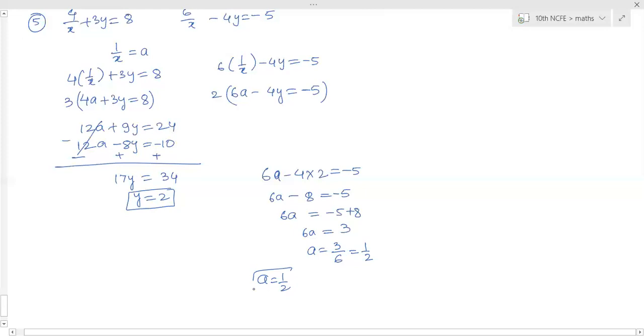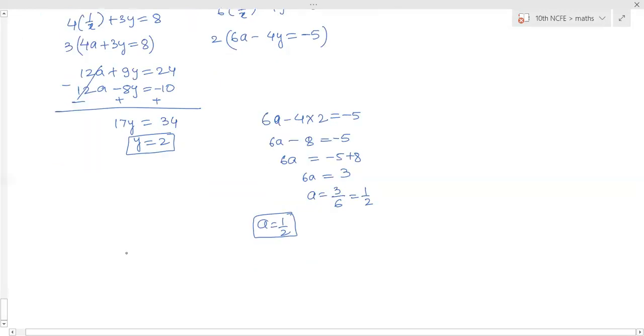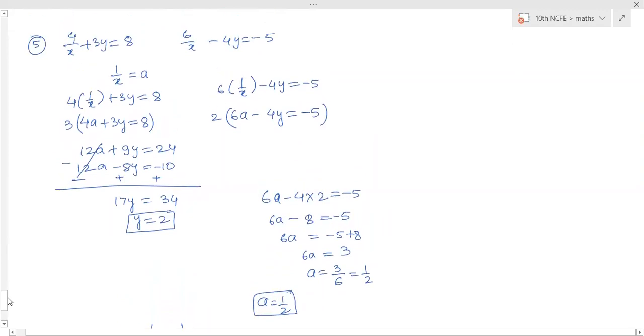So the value of a is 1 by 2 you got, but we are not supposed to find the value of a. We have to calculate the value of x. So a is equal to what? 1 by x. That is equal to 1 by 2. Then what is the value of x? Cross multiply, or take the reciprocal. x is equal to 2. Is this clear? Yes, ma'am.